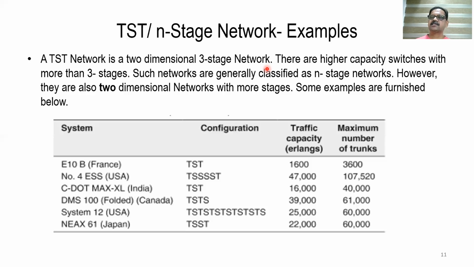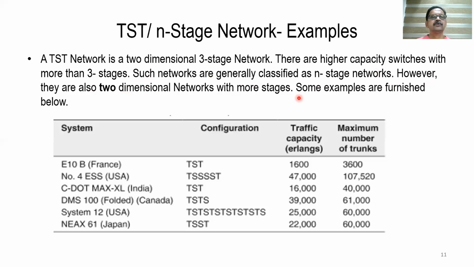There are higher capacity switches with more than 3 stages. There can be more stages also, but they are all 2-dimensional only. They use space and time stages together, but the number of stages may be more than 3. They are known as N stages. There may be 4 stages, 5 stages, 6 stages, and so on. Such networks are generally classified as N-stage networks. However, they are also 2-dimensional networks with more stages.